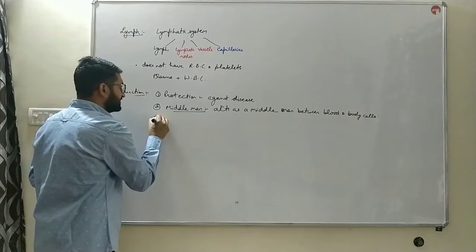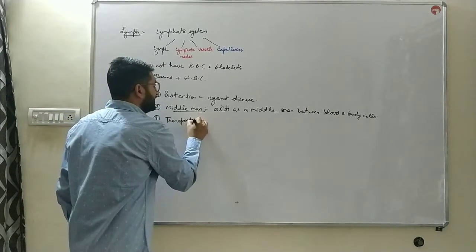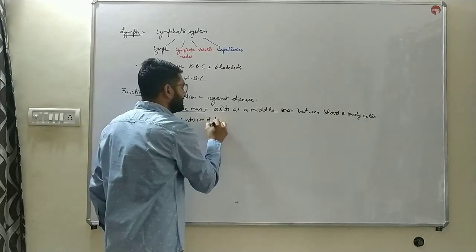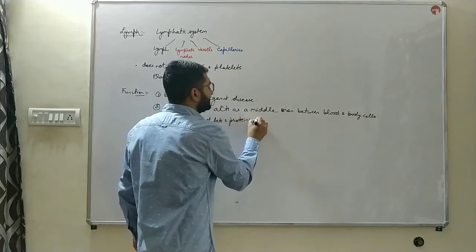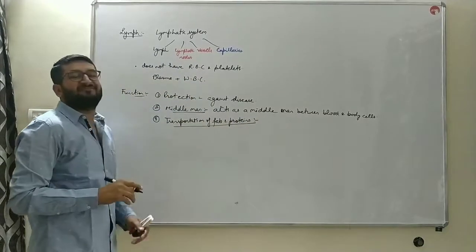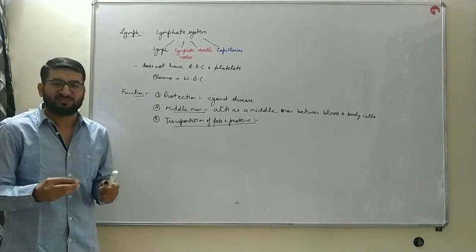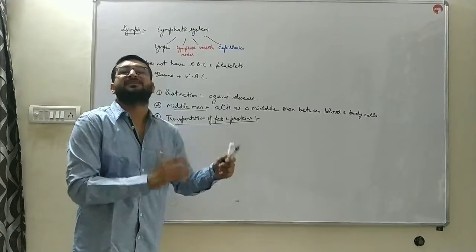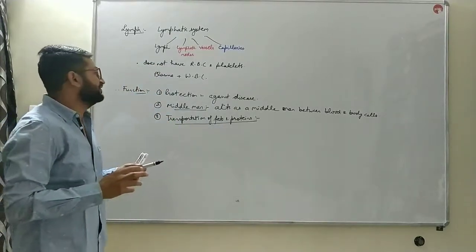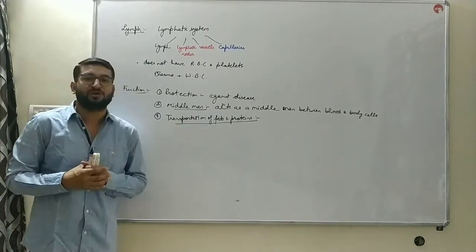The third function is the transportation of fats and proteins. Transportation of large size fats and proteins. There are certain macromolecular fats and protein molecules in the body which cannot be transported by the help of blood, which are not able to pass into the blood capillaries. So for their transportation, we have a specialized tissue known as lymph. So these are the functions of lymph.